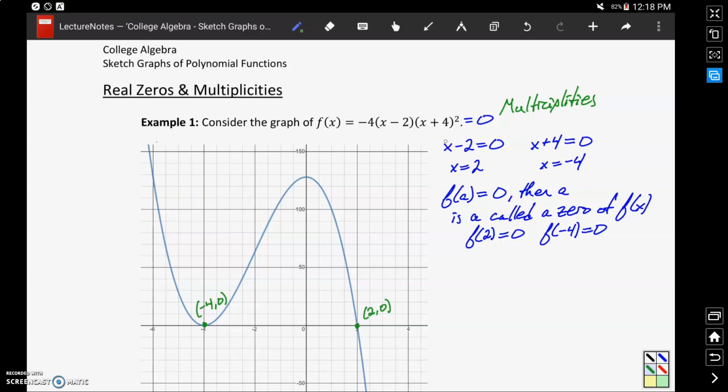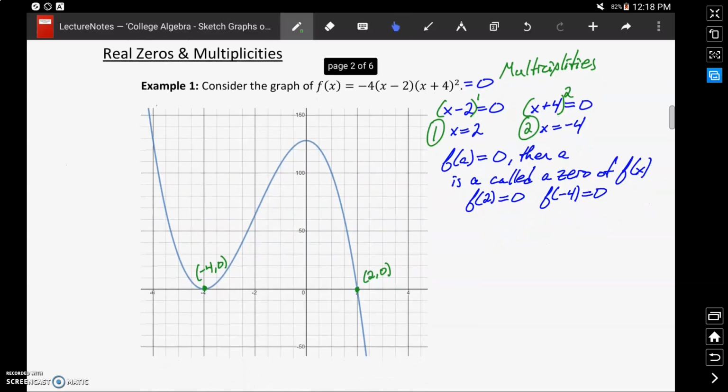In this case, our factors actually consisted of x minus 2 to the first power, which gives x equals 2, a multiplicity of 1. And what we actually had is the factor x plus 4, that quantity squared, giving this value a multiplicity of 2. And what we'll see is that pattern continues for any polynomial function.